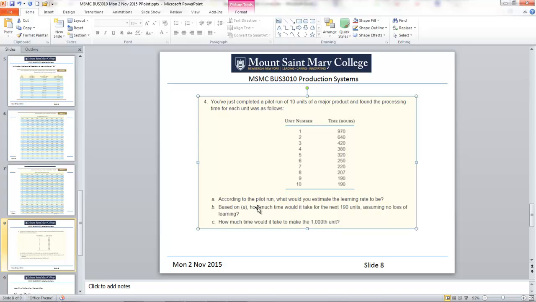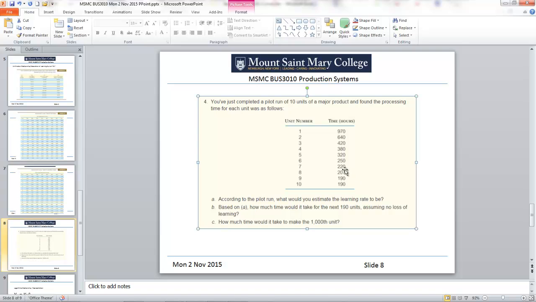Part B is based on A. How much time would it take for the next 190 units, assuming no loss of learning? So to be clear on this, they're making sure that you're looking in the right part of the graph by mixing and matching numbers that can be distracting. We're talking about 190 units for 4B.